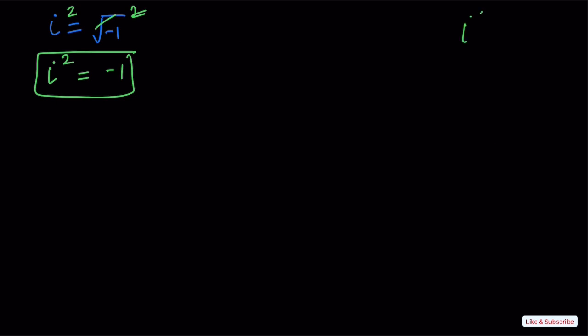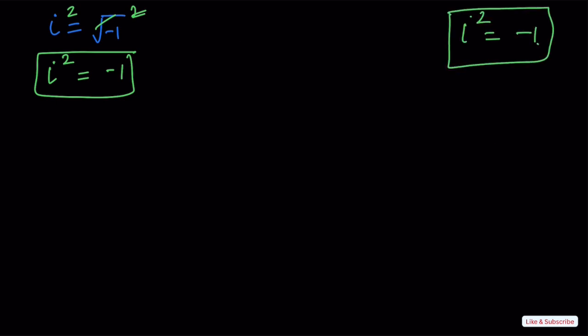Now, the value of i, as we know, is the root of -1. What if I do the squaring on both sides? Everybody knows that the square cancels the root. The value of i squared comes out to be -1. That is the first concept which we need to remember because it's going to be helpful to solve higher powers of i.